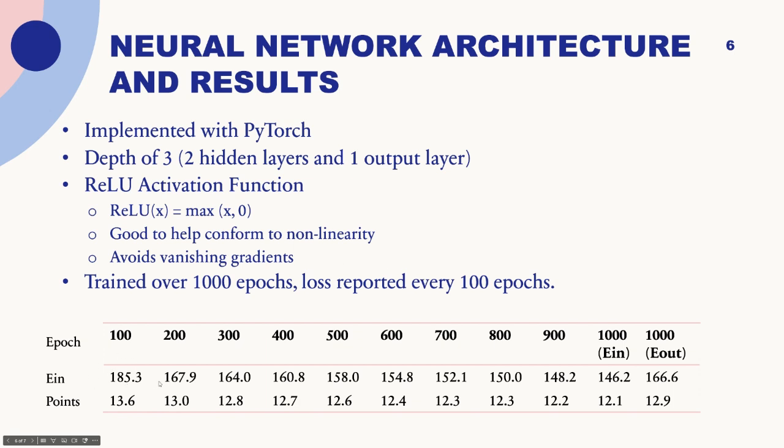I trained this over 1,000 epochs, and I reported a loss over every epoch, so we can see the error loss converging, right? So here at the bottom, we can see the results of that. The error loss started off a little bit better than the other models, at 13.6 points off on average, and it progressively got better over every 100 epochs or so. At the end of the training, our E in converged to 12.1 points on average, which was actually the best so far. And our E out is also the best we have gotten so far, at 12.9 points on average. So that was interesting to see.